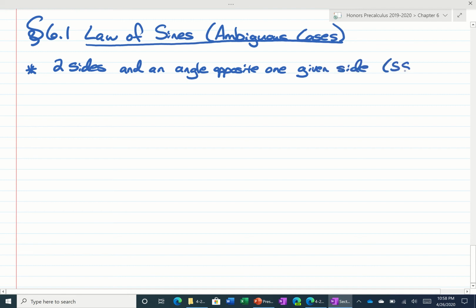This is called, we'll call it SSA. And here's something that could happen. Whenever you're given a problem like this, and let's say you're given angle A, side A, and another side, we'll just call it side B. You see how we have an angle and we have a side. If you're given one angle and two sides, and one of those sides is opposite of that angle, you have to use what we're going to teach you in this lesson.